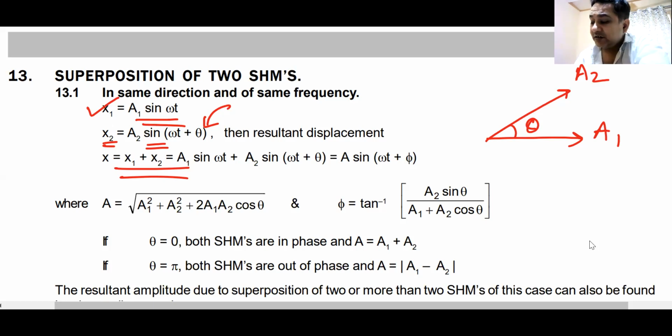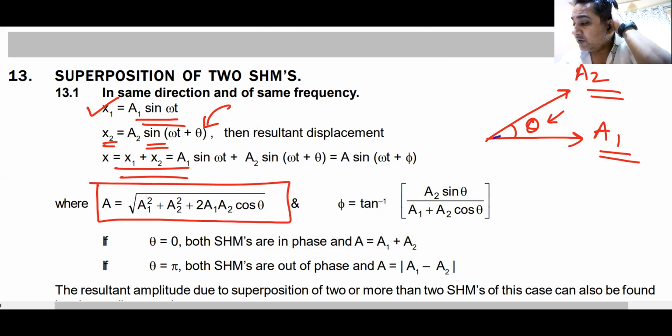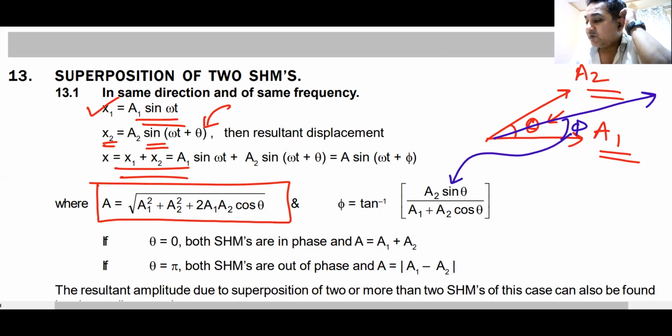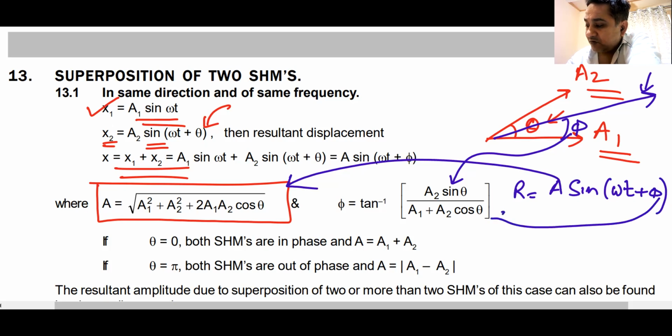What is the resultant vector? The amplitude of the resultant vector will be the square root of a1 square plus a2 square plus 2 times a1 a2 cos theta. And at what angle will this phasor go? Let me call this angle phi. So tan phi becomes a2 sine theta upon a1 plus a2 cos theta. Then you can write this resultant phasor as A sine omega t plus phi, where A is this and phi is this. Do we all know this?